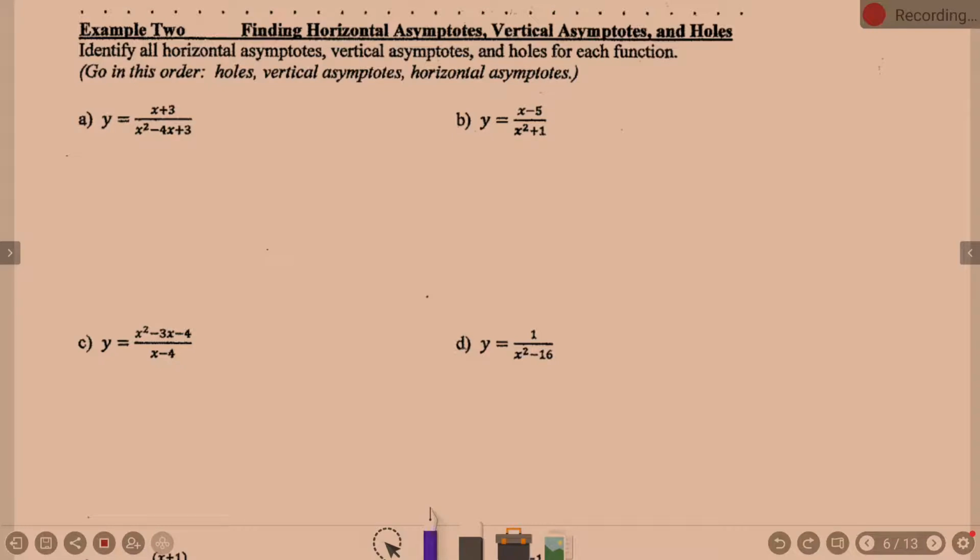On the back side, all those topics we just talked about, we're going to practice them all. Okay? Officially, the directions say to identify all horizontal asymptotes, vertical asymptotes, and holes for each function. But we're also going to talk about domain and x and y intercepts. Again, trying to prepare you for different things you're going to see in homework. Now, notice they give us a hint here.